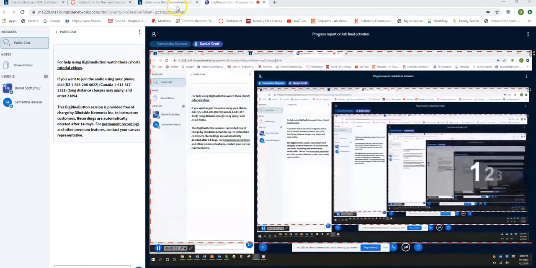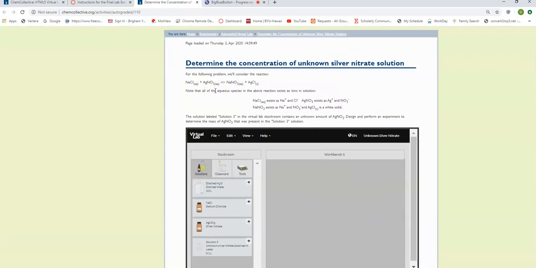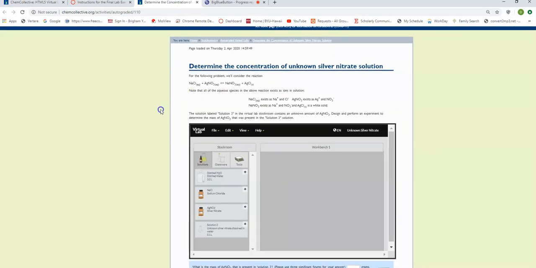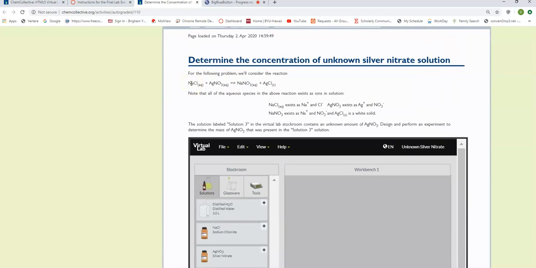Okay, so for the determination of the concentration of unknown silver nitrate solution, for the following problem we have a given reaction. Sodium chloride reacting with silver nitrate will form this, with silver chloride being a solid. The solution labeled solution 3 is an unknown amount of silver nitrate. We want to design and perform an experiment to determine the mass of the silver nitrate that's in solution 3.